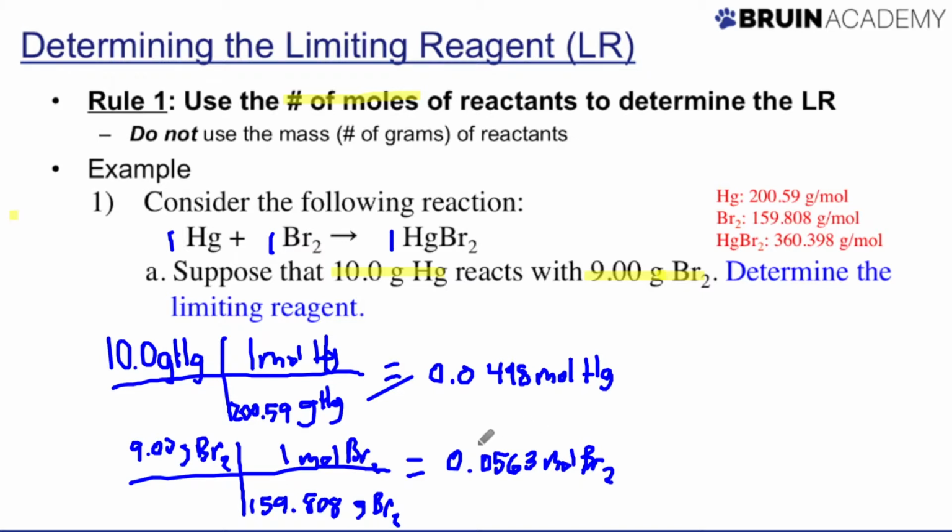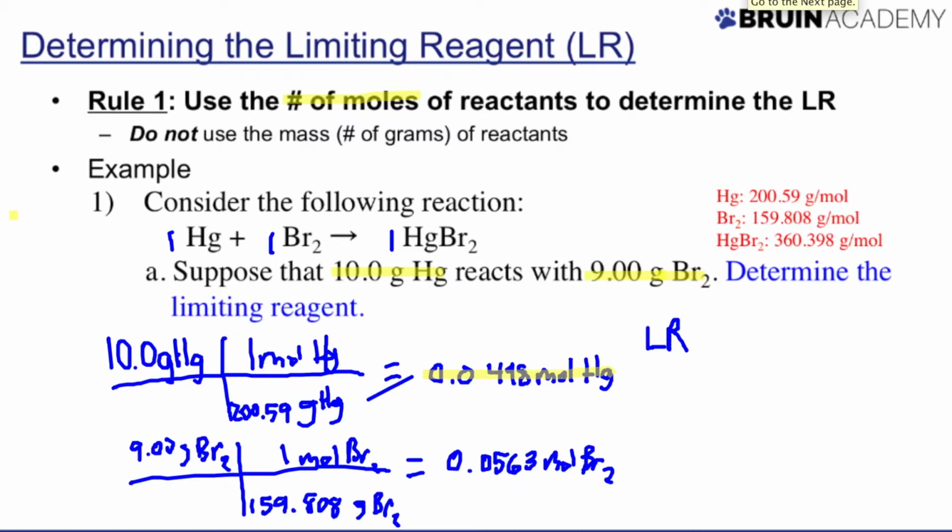Now, I have 0.0563 moles of Br2, but I only have 0.0498 moles of Hg. So what this tells us is that Hg is our limiting reagent. Right? So this is our LR. All right, so that's what's going to determine product yield. Okay, so that's the first part.